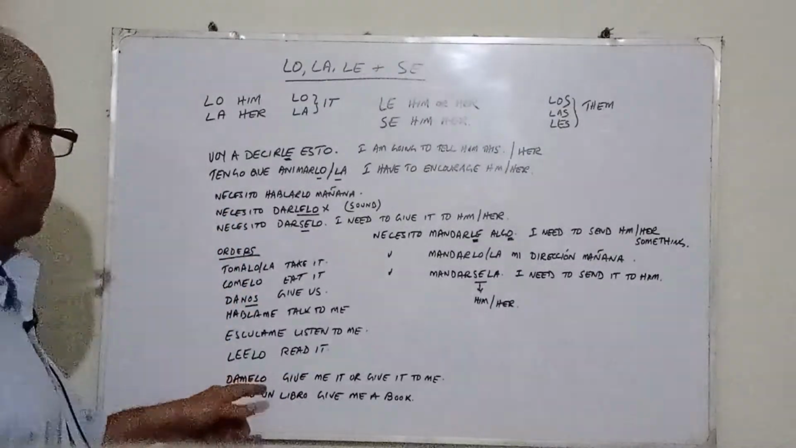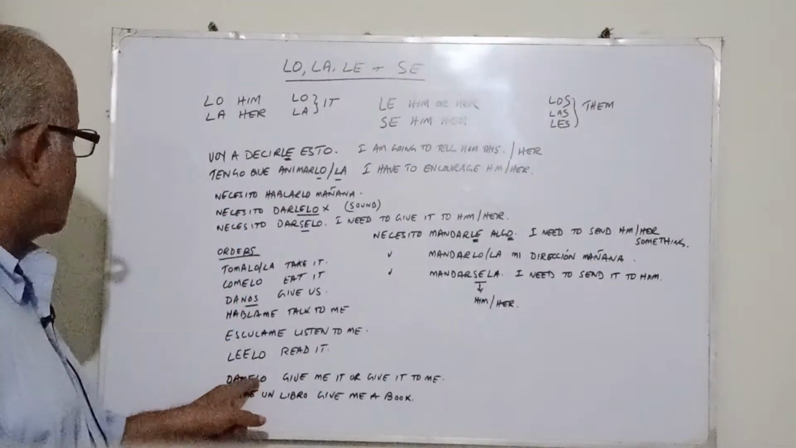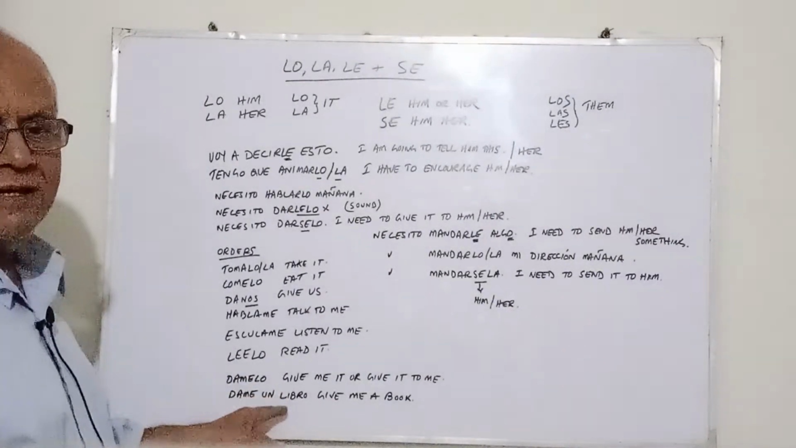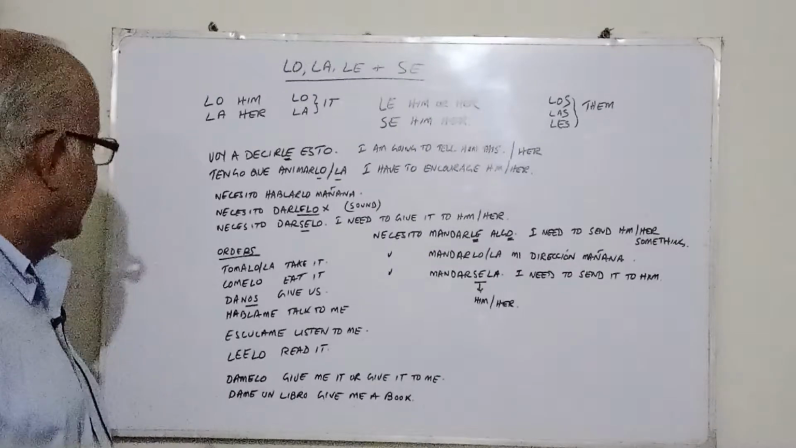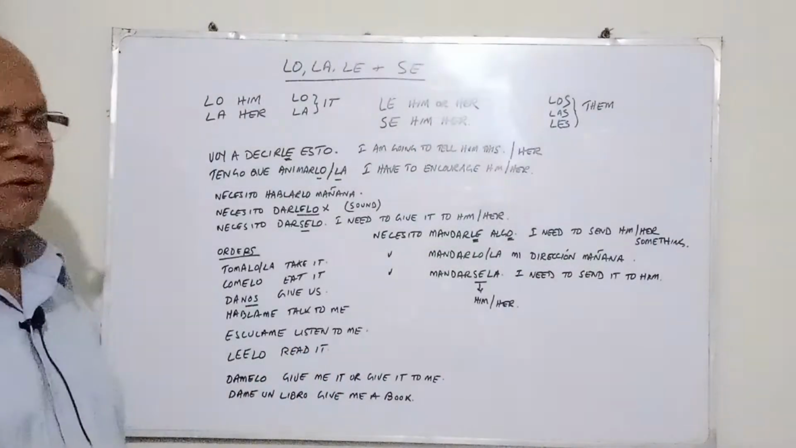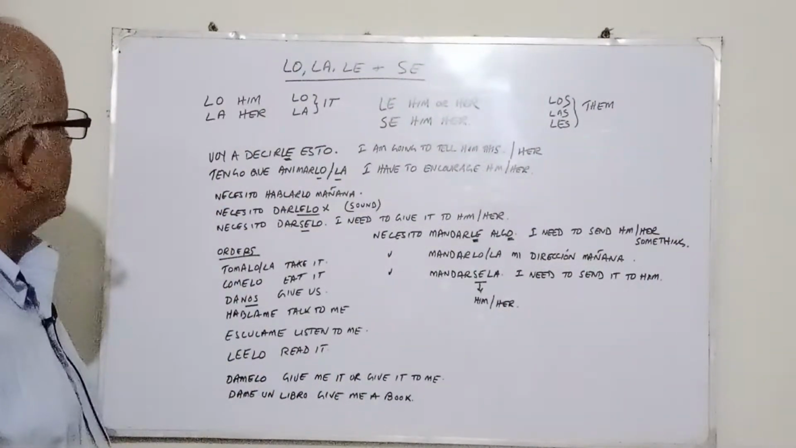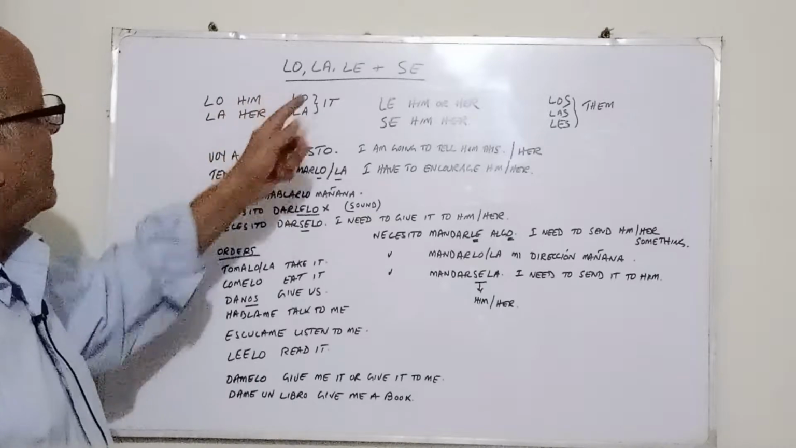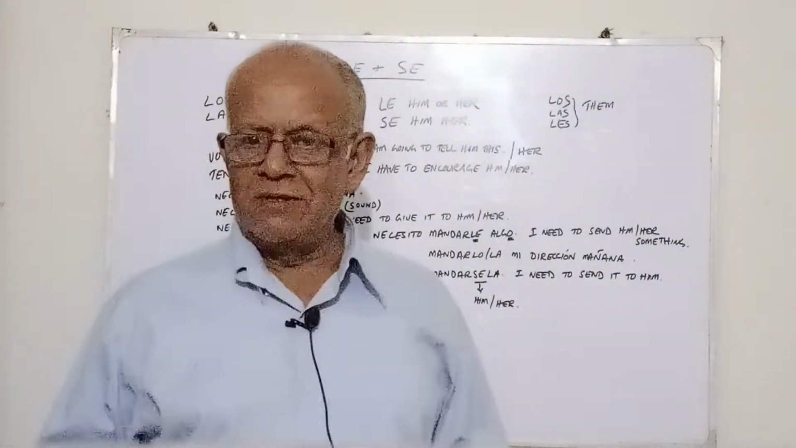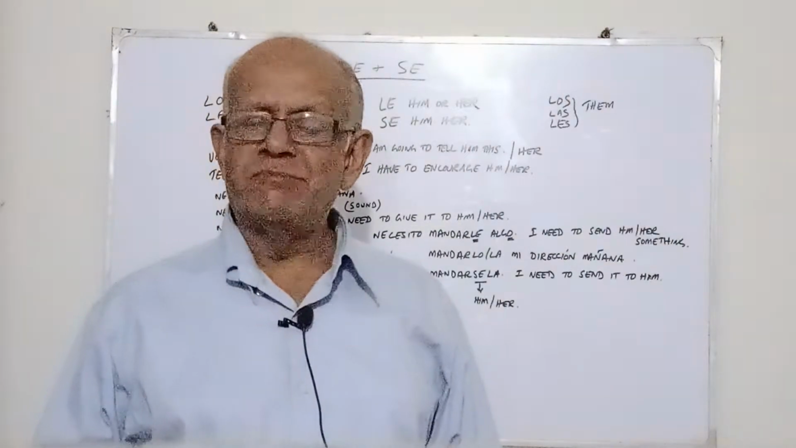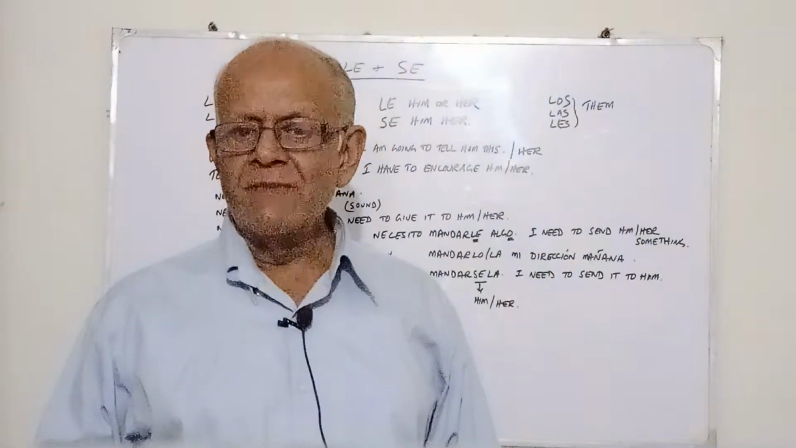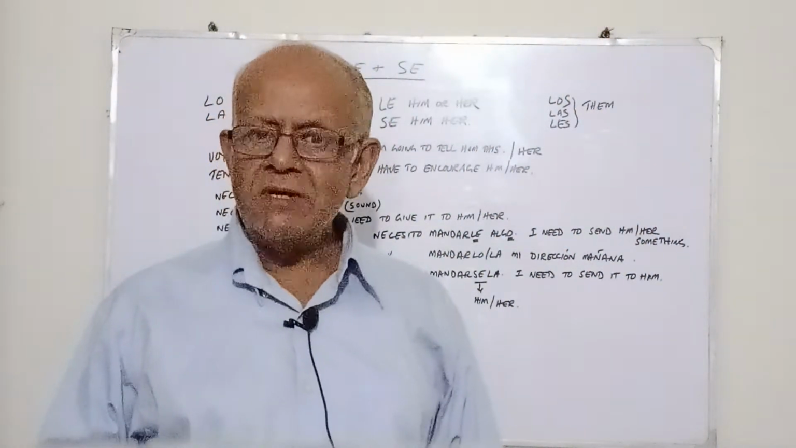If you're not using that, then we use the article of what you're talking about. Dámelo, give it to me, or dame un libro, give me a book. So basically, these are the uses of lo, la, le, and se. Hope you were able to understand it. Any questions, any doubts, please ask me in the comments. I'll try and clarify it further for you.